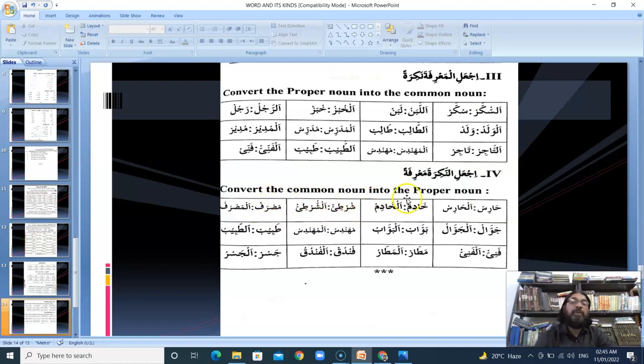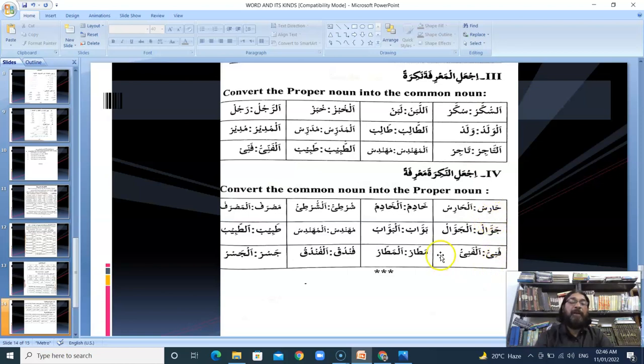Convert the common noun into the proper noun. Harisun is a common. Al-harisu is a proper. Khadimun, servant, al-khadimu. Shurtiyun, policeman, ash-shurtiyu. Masrafun, bank, al-masrafu. Jawwalun, a mobile phone, al-jawwalu. Bawwabun, gate, al-bawwabu. Muhandisun, an engineer, al-muhandisu. Tabibun, a doctor, at-tabibu. Fanniyun, technician, al-fanniyu. Matarun, airport, al-mataru. Fundukun, hotel, al-fundaku. Jasrun, bridge, al-jasru.